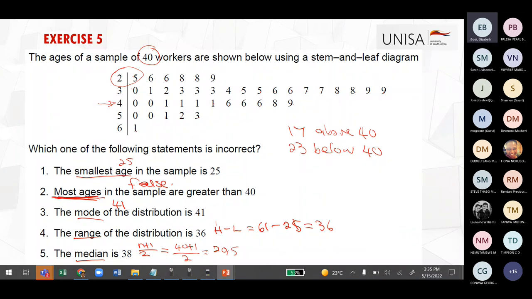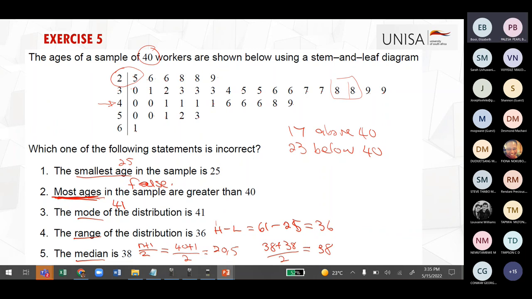20.5. So it means it will be between two values. Let's go and see. We need to count 1, 2, 3, 4, 5, 6, 7, 8, 9, 10, 11, 12, 13, 14, 15, 16, 17, 18, 19, 20.5. It's between 38 and 38. So it will be between 38 and 38 divided by 2, which is the same as 38, right? 38. Because 38 plus 38 divided by 2 will still give you 38.